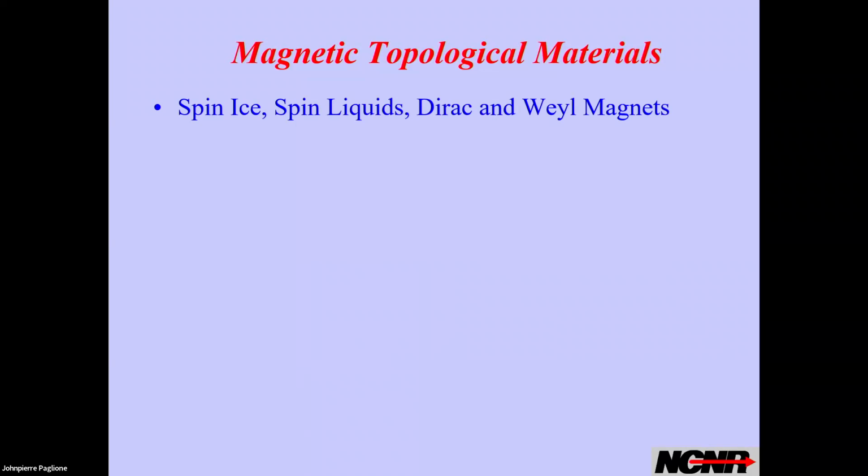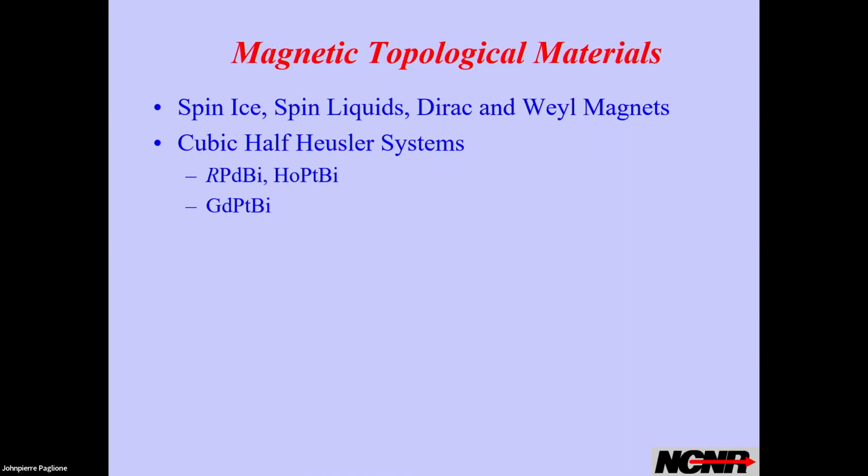Okay, wrap up. Okay, so magnetic topological systems. These are the systems I worked on: spin ice, spin liquids, the cubic half Heusler. We can skip that because that was with JP, and he doesn't care.